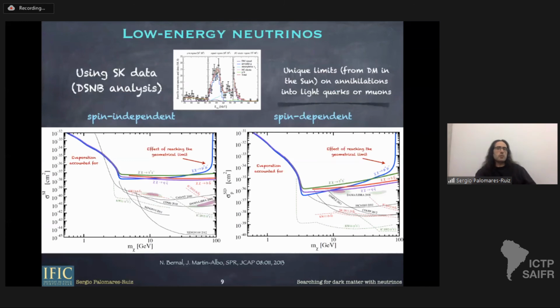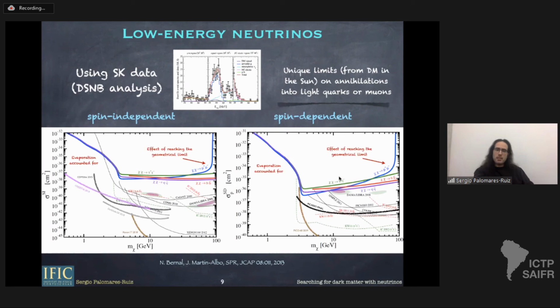And how can we search for these neutrinos with neutrino detectors? Actually, we can use the Super-Kamiokande data. The diffuse supernova neutrino background analysis lies just at those energies in the few tens of MeV. And one can set bounds on the spin-independent and spin-dependent cross sections. The bounds from spin-independent are not that competitive with direct searches. They were not even back at the time, even less now.